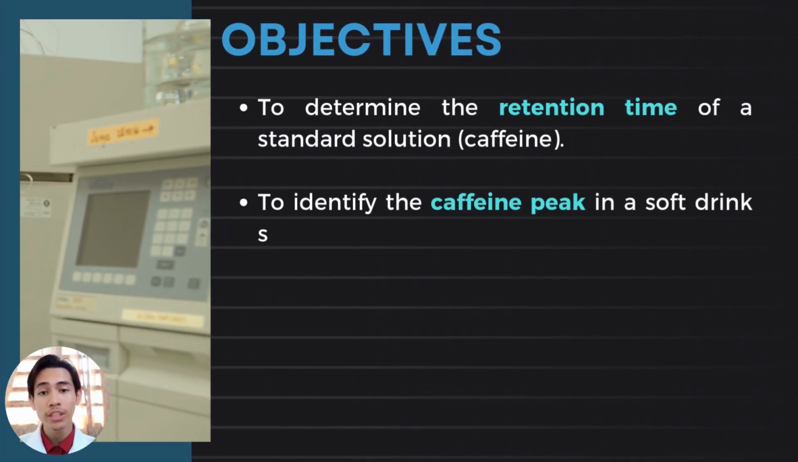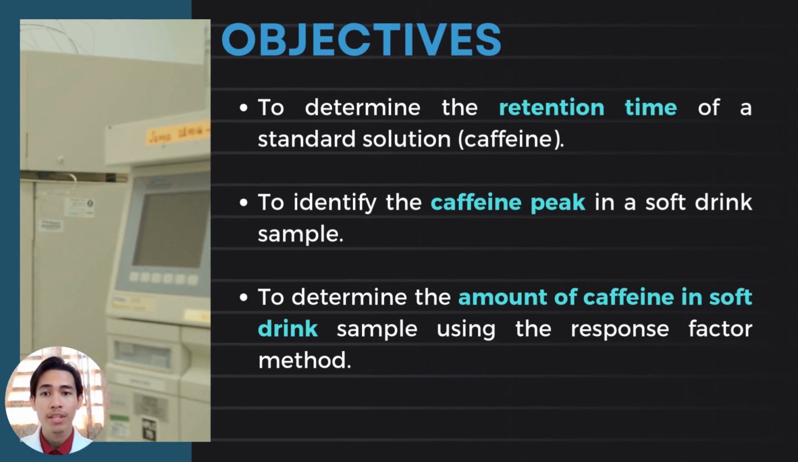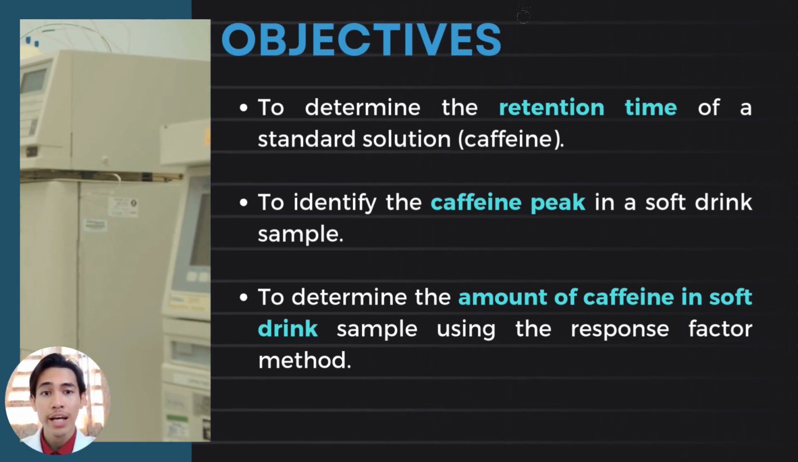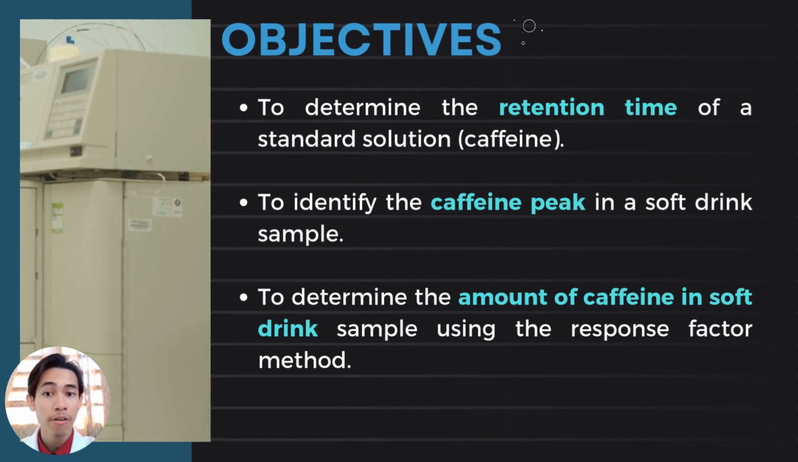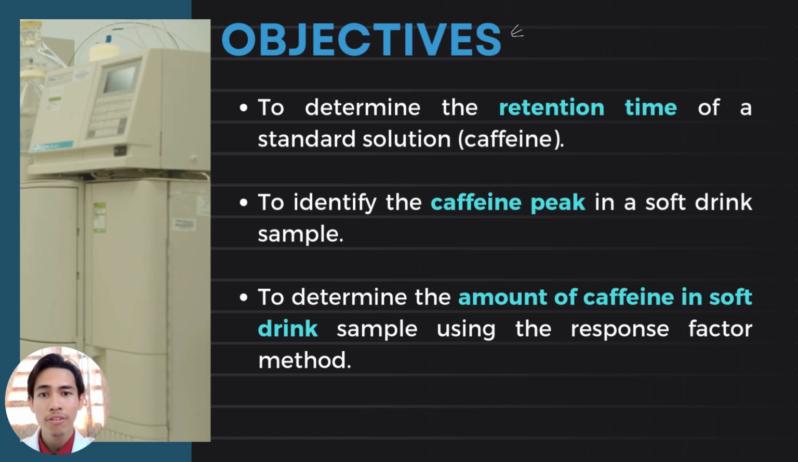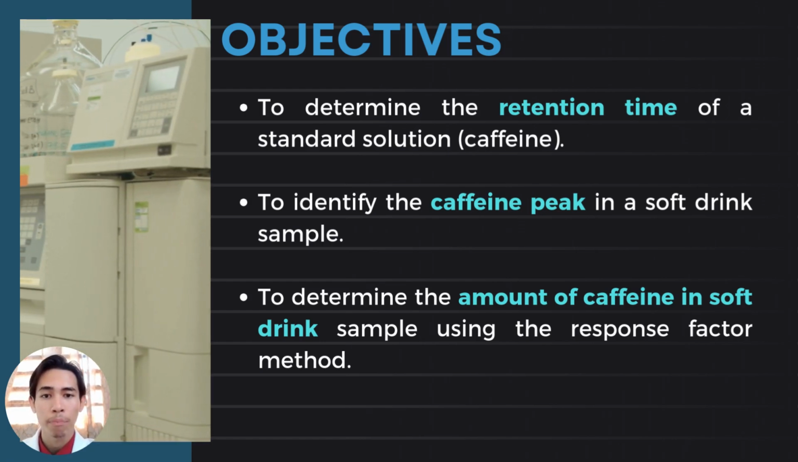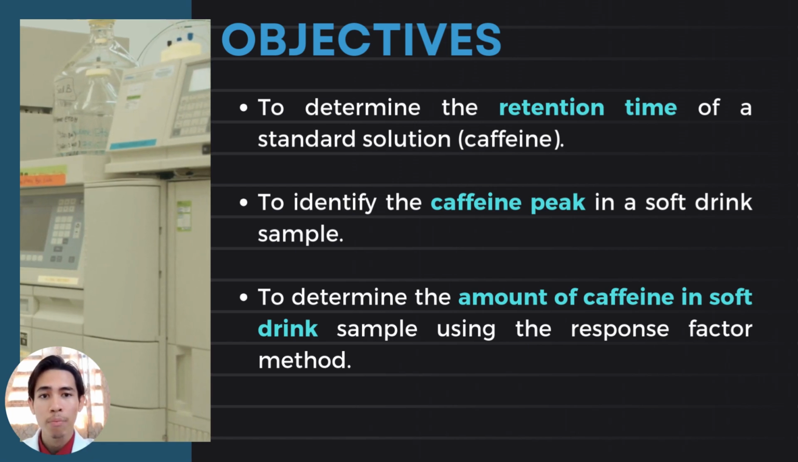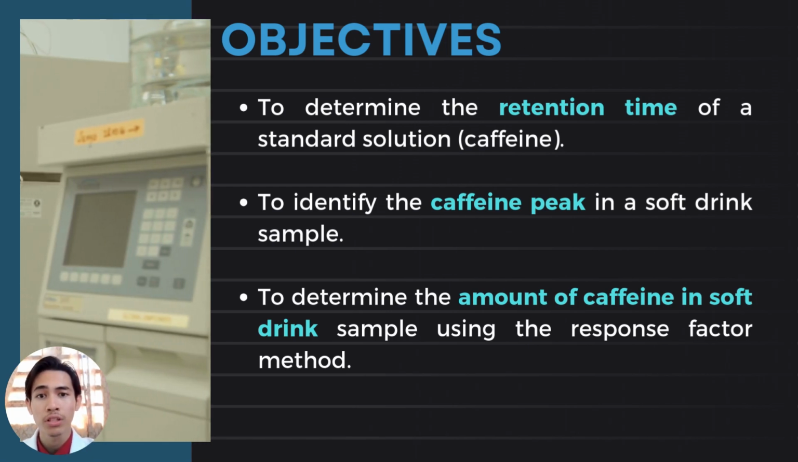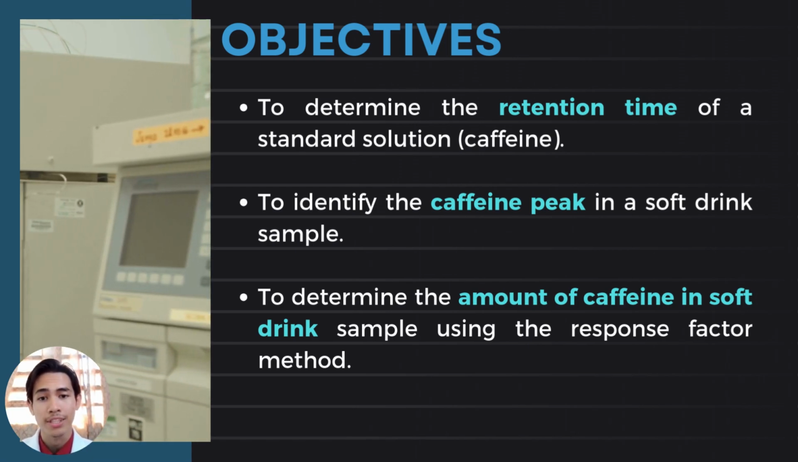Let's move to the objectives of this experiment. First, to determine the retention time of a standard solution, which is caffeine. Second, to identify the caffeine peak in a soft drink sample. Third, to identify the amount of caffeine in the soft drink sample using the response factor method.